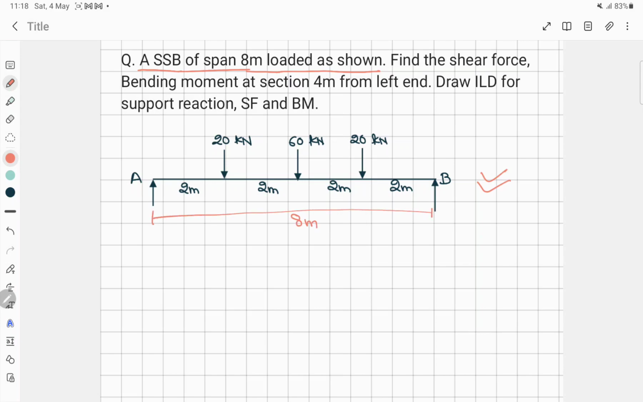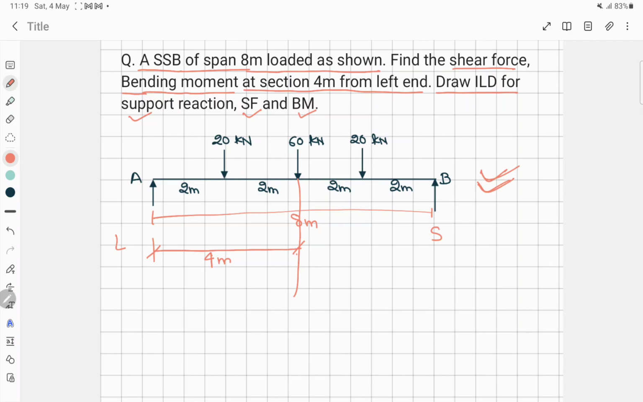The whole length is of 8 meter, and for this simply supported beam we have to find the shear force and bending moment at section 4 meter from the left end. That means we have to find the shear force and the bending moment at section 4. So this is the 4 meter distance from left. This is left side and this is the right side. So we have to find the shear force and bending moment from this side. This is 4 meter, and we have to draw the ILD for support reaction, shear force and bending moment.